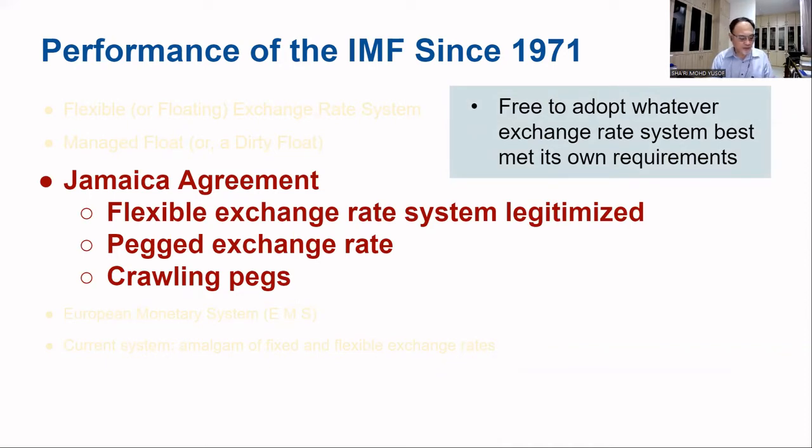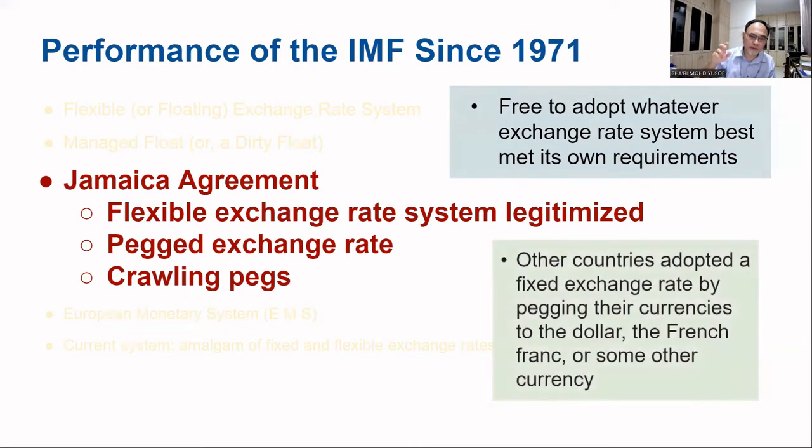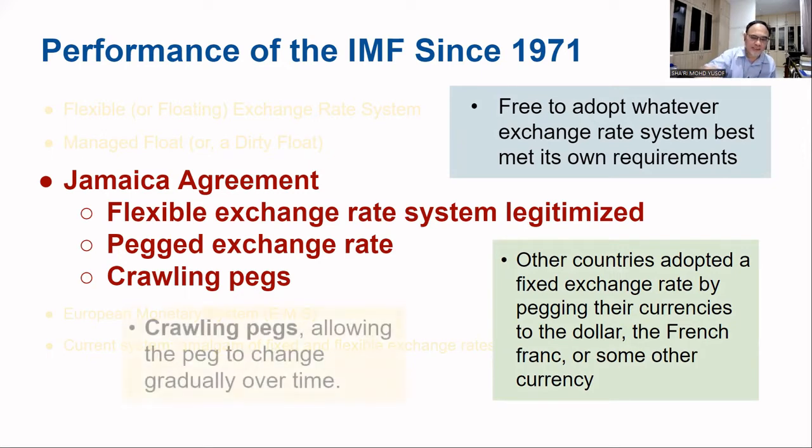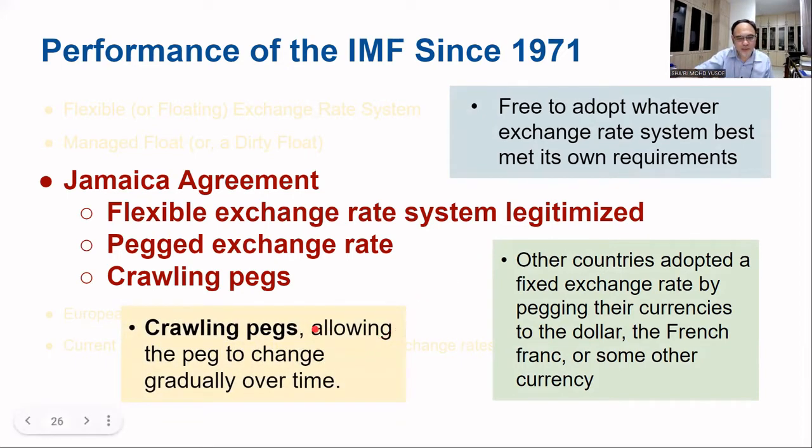Some countries adopted a fixed exchange rate by pegging their exchange rate. Other countries adopted a fixed exchange rate by pegging their currencies to the dollar or to the French franc or some other currency. Okay, so they have two systems. And there is a third: crawling pegs, countries which allow the peg to change gradually over time. That means they change their peg according to time. Okay.